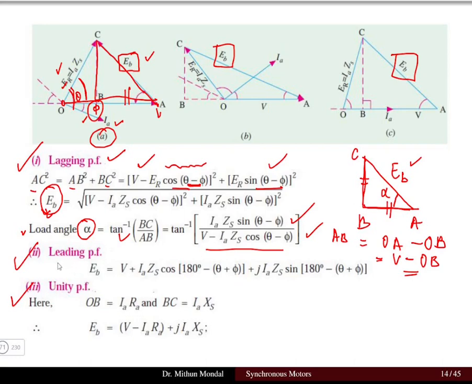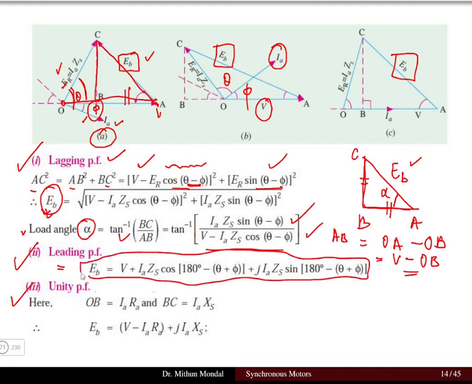Now we will understand the leading power factor condition. Leading power factor condition means the current will lead the voltage V by an angle of phi, the angle between the resultant EMF and the current is theta, whereas the angle between the resultant EMF and the voltage will be alpha. First we will obtain the value of EB from the triangular concept. We will get EB as V plus IA ZS cos of 180 minus theta plus phi. So appropriately using the triangle rule, we will be able to obtain it.